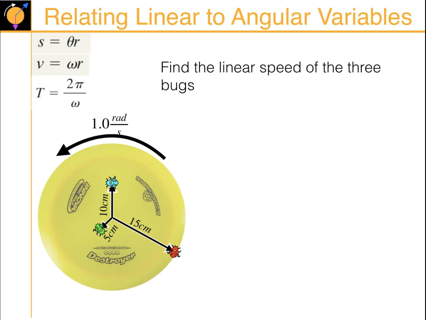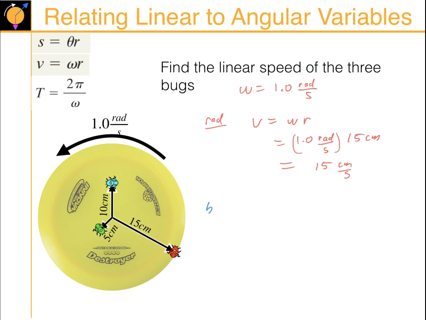So let's do a simple example here. We have 3 bugs on a disk, and the disk is rotating at 1 radian per second. Constant, it's rotating at a constant 1 radian per second. Okay, so we can calculate for each bug what its linear speed is. So for the red bug, its linear speed is going to be omega times its radius. So it's going to be 1 rad per second times its radius, which is 15 centimeters out. Right, so rad is sort of not a real unit, so when we have centimeters here, that can go away, and we have 15 centimeters per second.